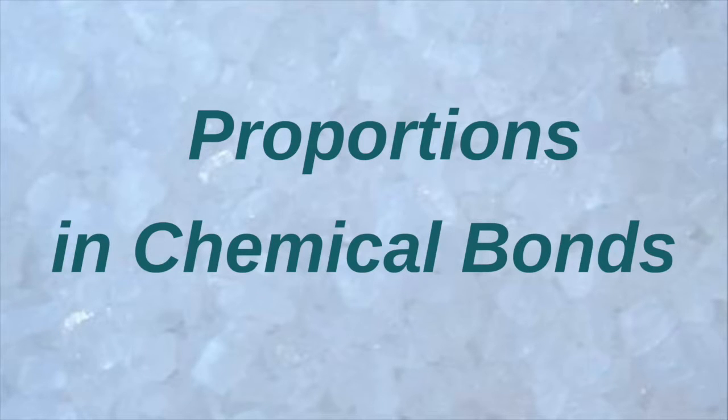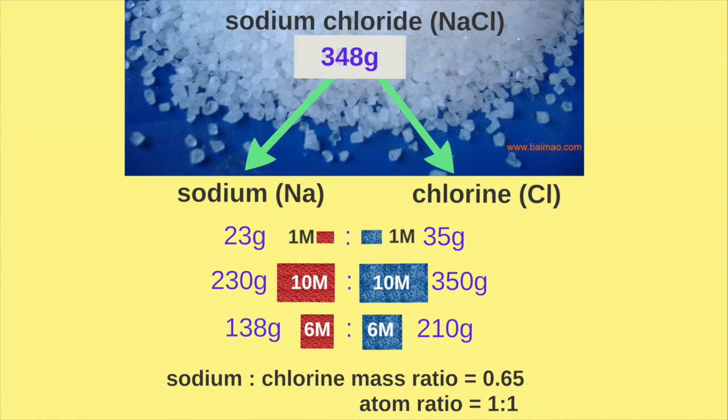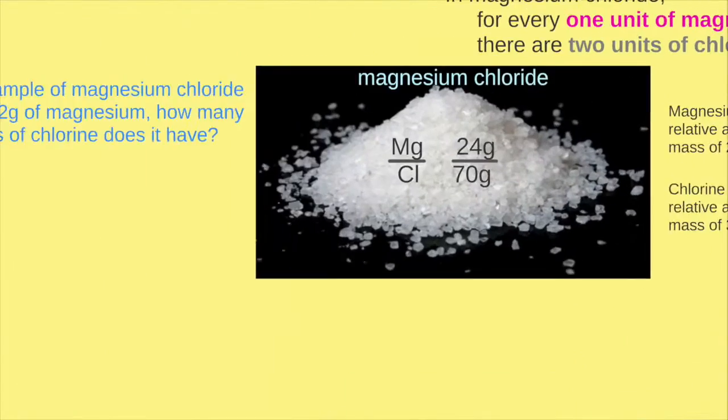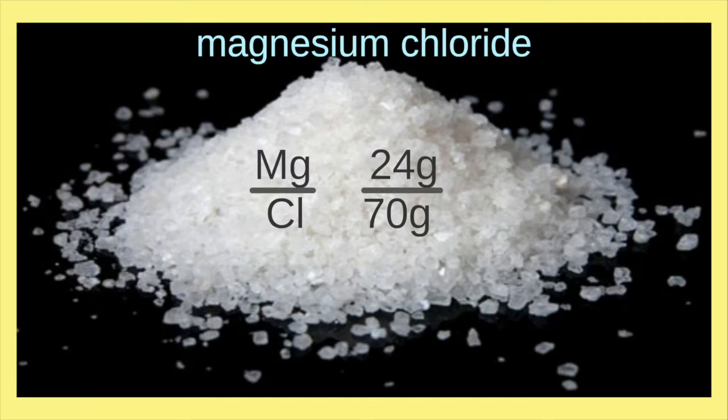In this lesson, we're continuing to look at proportions in chemical bonds. Last time we studied sodium chloride, which we found broke down into sodium and chlorine in a mass ratio of 0.65 and an atom ratio of 1:1. Today, let's look at a different one, magnesium chloride. In this salt, the mass ratio of magnesium to chlorine is always 24 grams to 70 grams.